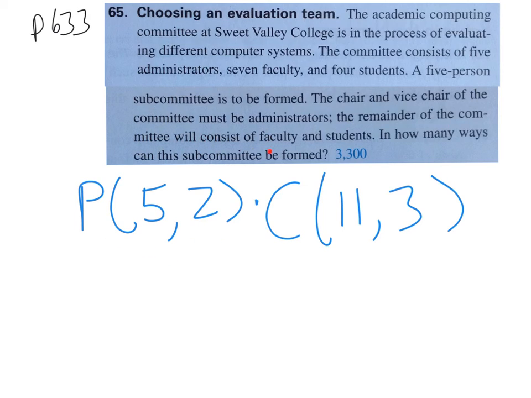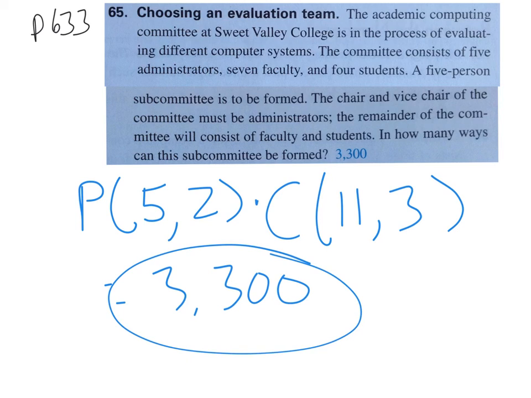The remainder of the committee can be faculty and students. Well, there are 7 faculty and 4 students to choose from, so there's definitely 11 to choose from. And it says the remainder of the committee, well, we know there's going to be a 5-person subcommittee. We already chose a chair and vice chair over here, so that means there's 3 to choose from, and it's combination because the order doesn't matter. It just says the remainder of the committee. So we're assuming they don't have any particularly defined roles. So any of the 11 faculty and students, we're choosing 3 of them. That's why it's combination. And if you crunch these numbers and multiply them together, you should get 3,300 different ways you can fill this subcommittee.